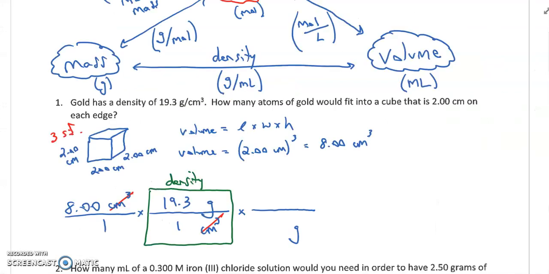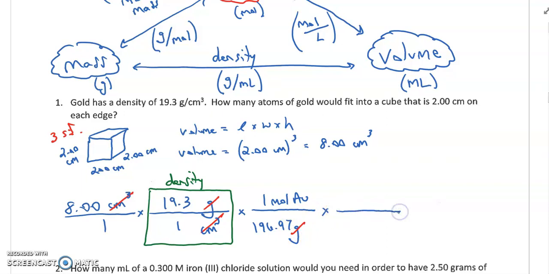So if I go back to my problem, for every 196.97 grams, that's 1 mole of gold. Same molar mass conversion we've used before. This allows me to cross off grams. Now I'm in moles. My last step here is to get it into atoms.